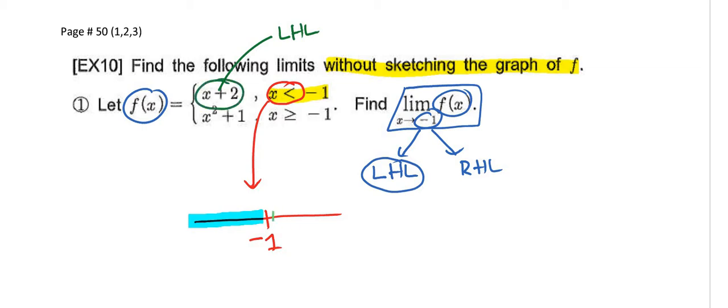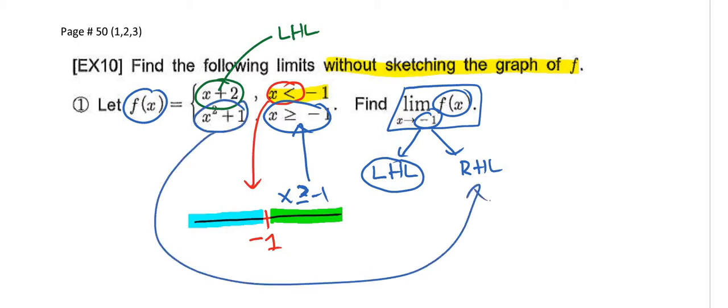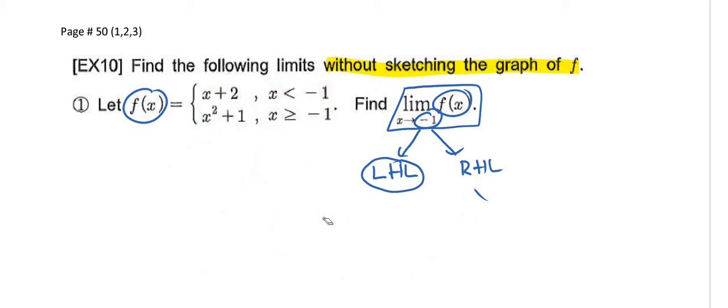Now, if I look at the right-hand side of -1, this represents x greater than or equal to -1, which is this part of the piecewise function here. So this part right here, x squared plus 1, is the right-hand limit. If I want to find the right-hand limit, I need to evaluate x squared plus 1 when x is approaching -1.